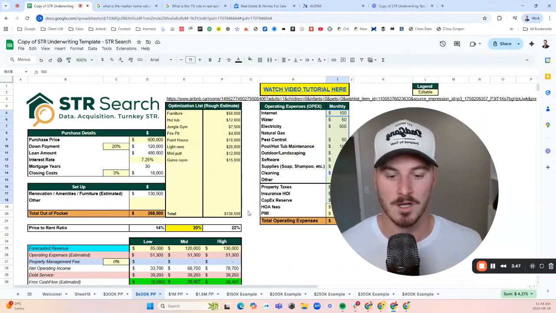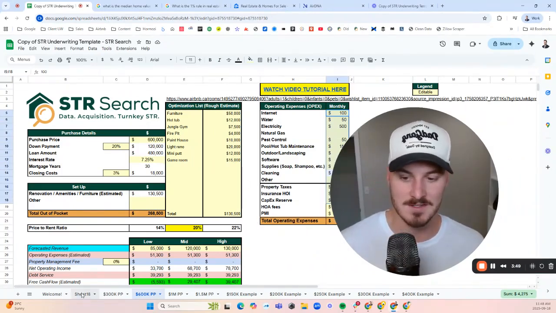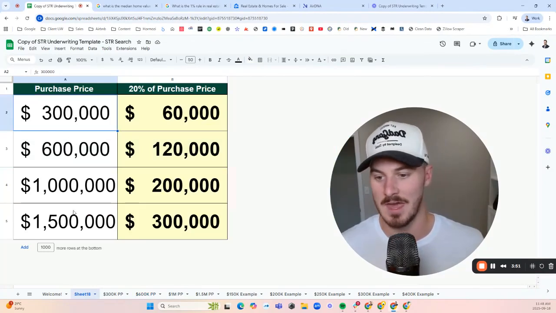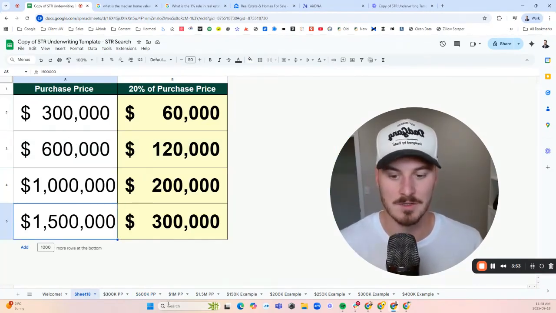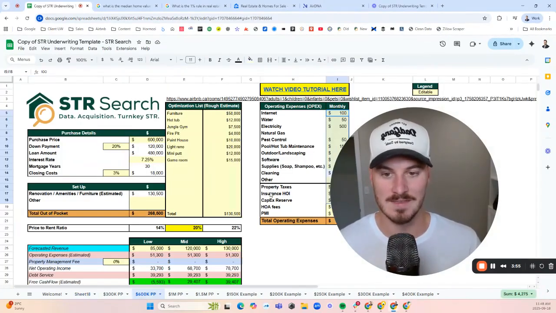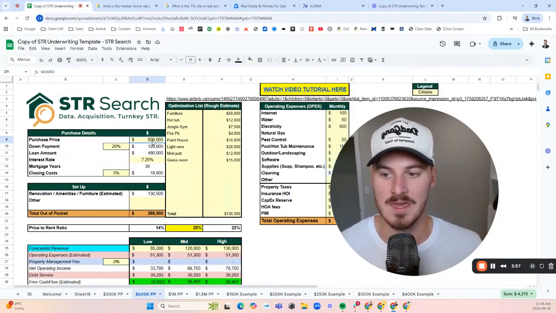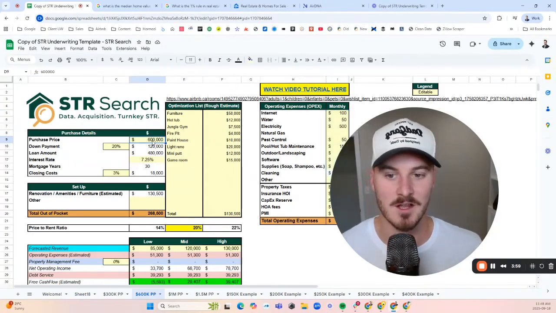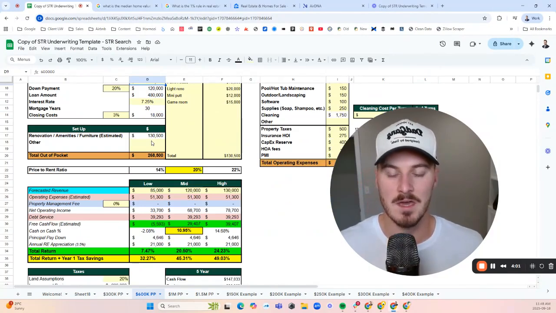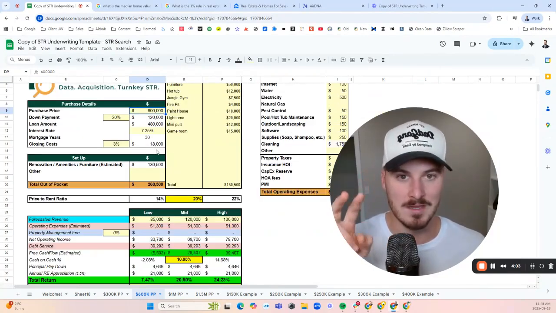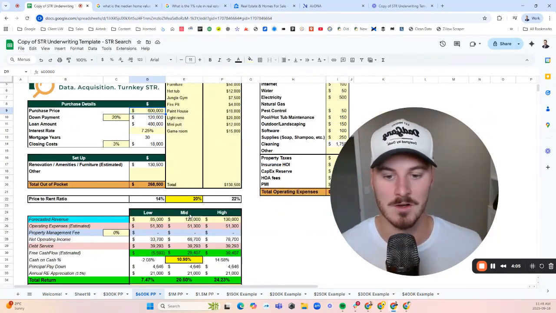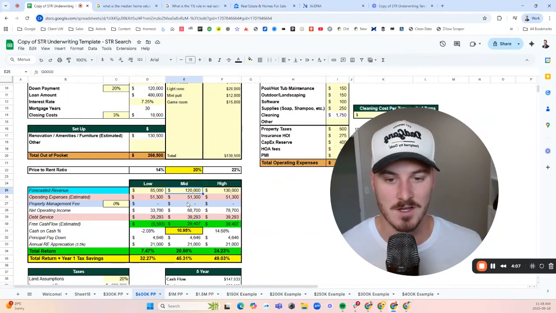And so what we're going to do is go through a $600,000 example, a $300,000 example, and then a $1.5 million example as well. All right. So in this $600,000 example, the purchase price is obviously $600,000. And so therefore the revenue should be, based off of the price to rent ratio, about $120,000 a year.